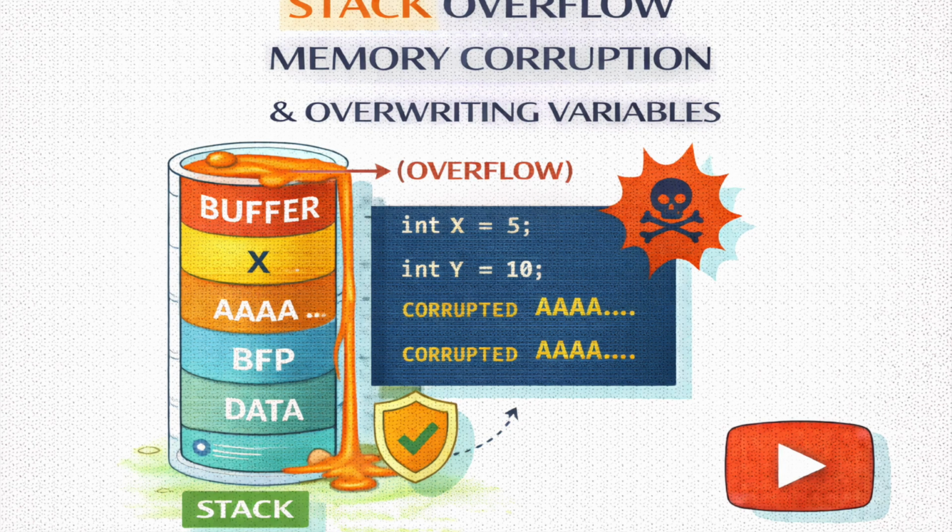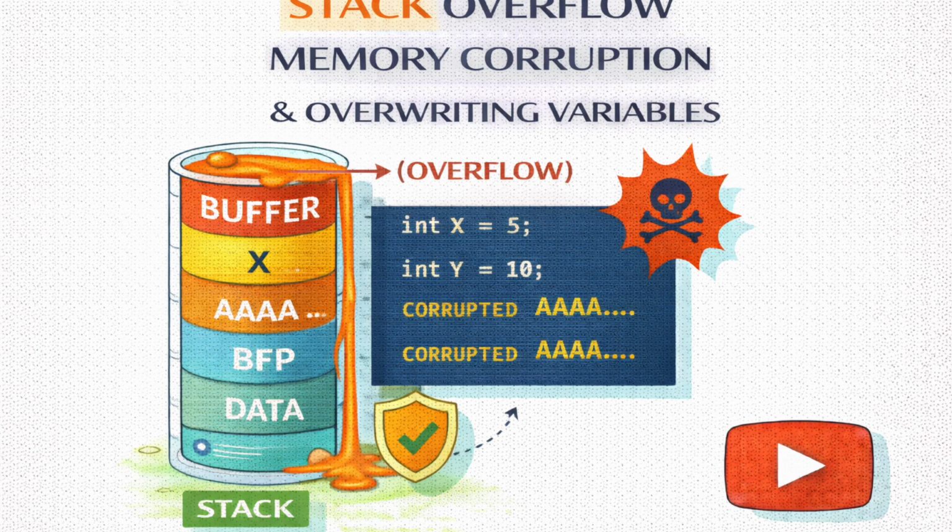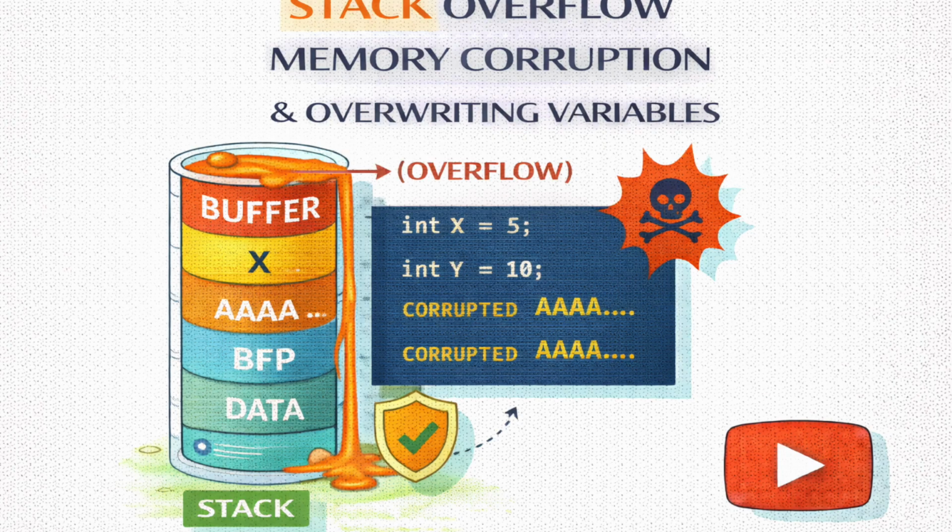Exactly. Okay, so looking at this, I see a logical solution. If the problem is that the flag is sitting next to the buffer, why don't we just move the flag? That is the what-if scenario. It seems like common sense, right? If auth flag gets overwritten because it's a neighbor, let's just move it to a different neighborhood. Yeah. In the code, just declare the auth flag variable before the buffer.